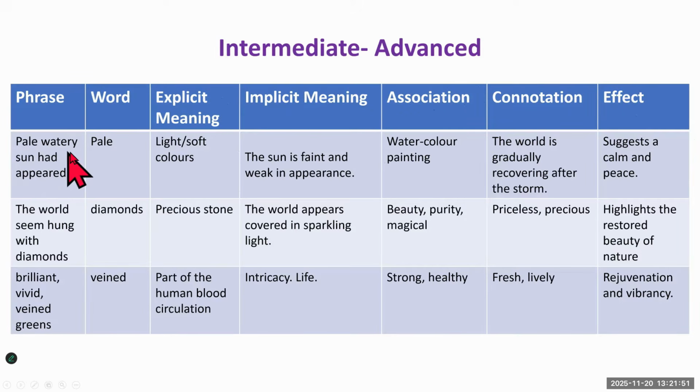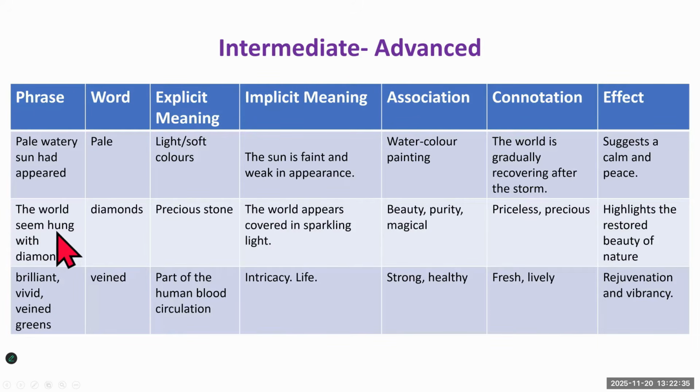Now let's have a look at the phrases again. So the first one was pale watery sun had appeared. We zoomed in on the word pale. The explicit meaning of pale is light or soft colors. And the implicit meaning is that the sun is faint and weak in appearance. So I associated this with a watercolor painting. And the connotation is that the world is gradually recovering after the storm. The effect is of calm and peace.